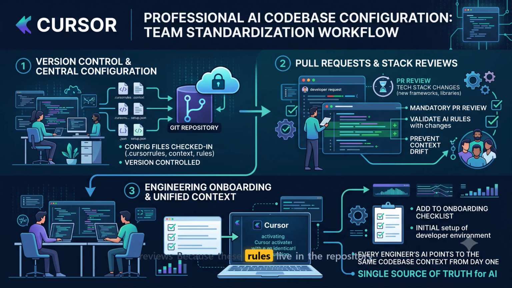Follow the path to the right into step 2 where we see pull requests and stack reviews. Because these rules live in the repository, they evolve organically whenever our technology stack changes. If we upgrade a core framework, deprecate an internal API, or introduce a new routing mechanism, updating the .cursorrules or .windsurfrules file is a mandatory part of that exact same pull request. The team reviews the updated AI configuration guidelines during the standard review cycle, preventing context drift before it can break anyone else's local environment. It turns AI prompt engineering from an isolated experiment into a formal code review practice.